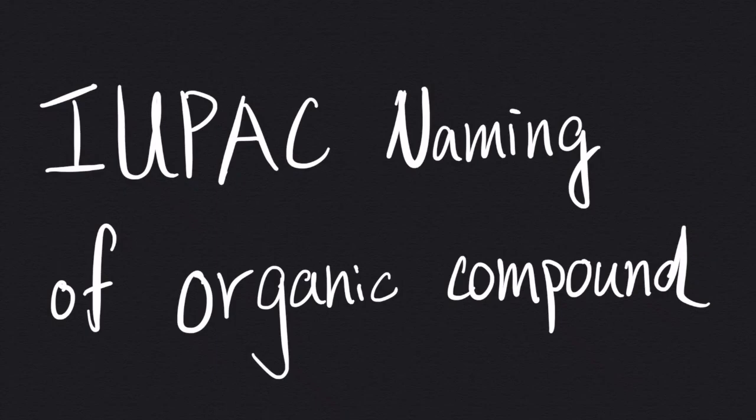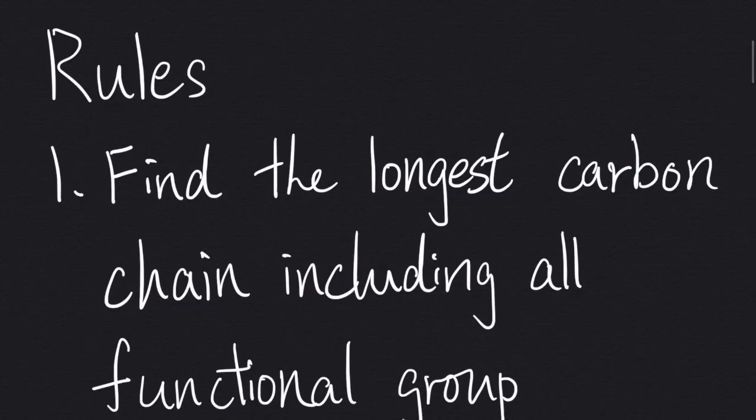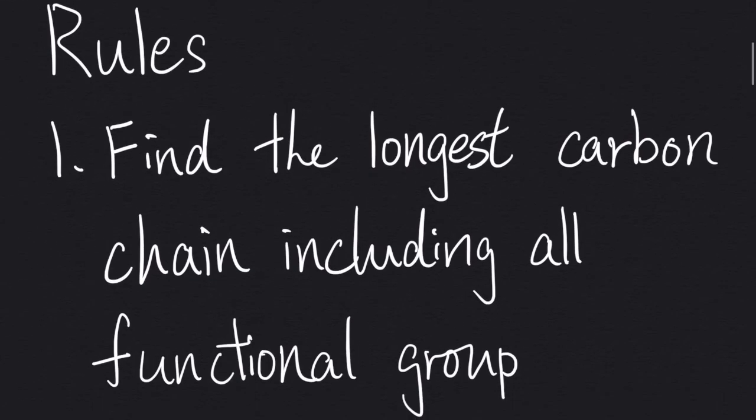Today we are going to talk about the IUPAC naming of organic compounds. There are several rules to name different organic compounds. Today we are going to focus on the rules and also we will discuss the examples. For the first rule, we need to find the longest carbon chain, including all functional groups.